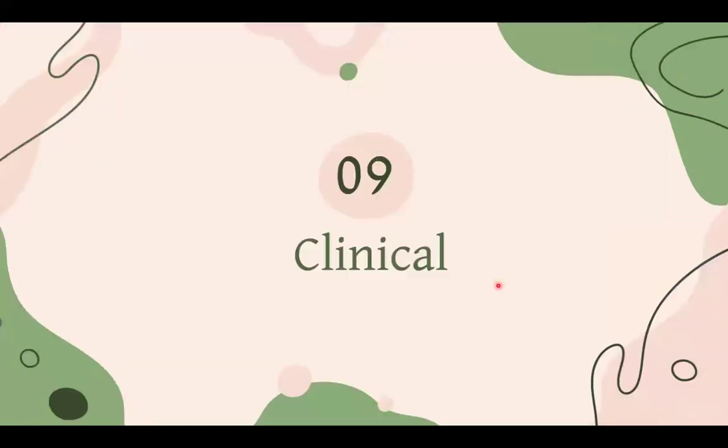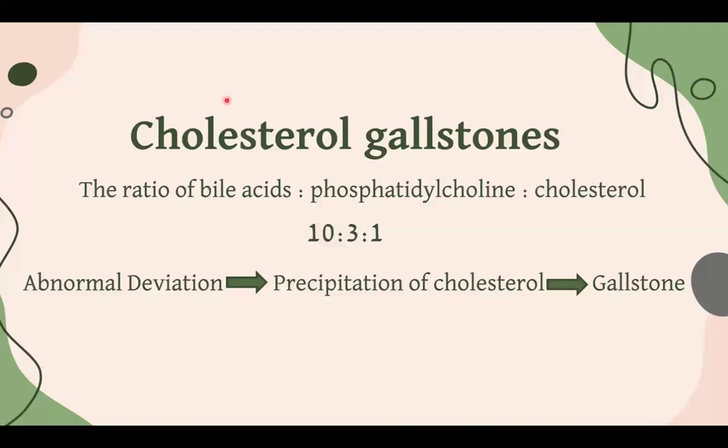Okay, now let's look into how bile is clinically relevant. In bile, we have many substances. We have bile acids, the most important ones. We have phosphatidylcholine and cholesterol. These three exist in a ratio that is 10 to 3 to 1. It's not important to remember this ratio, but all we need to know is that any deviation from this ratio can cause formation of gallstones.